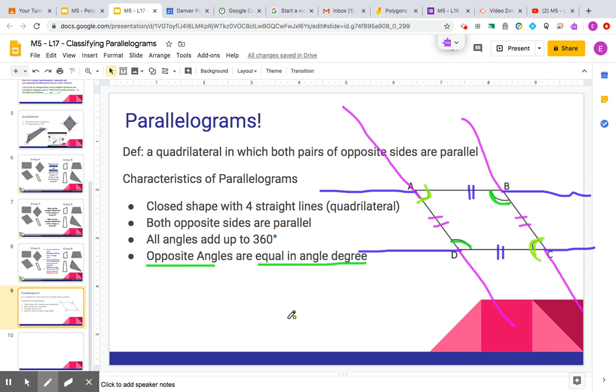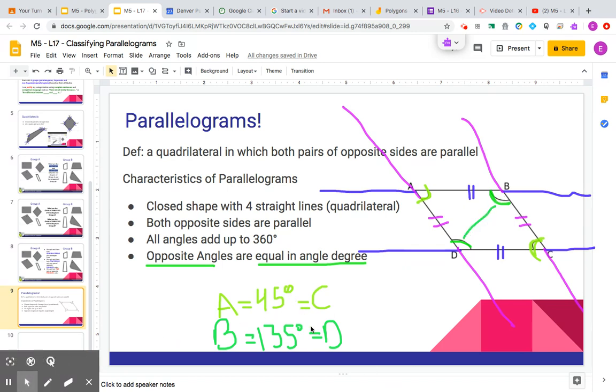So let's say if angle A was 45 degrees, that means angle C also has to be 45 degrees because they are opposite. Similarly, if angle B was 135 degrees, that means angle D has to match because they're opposite each other.